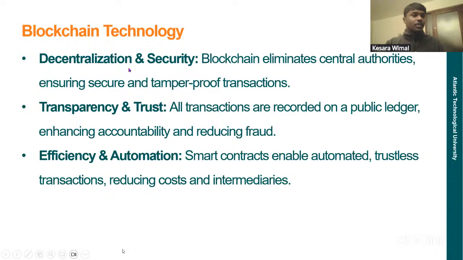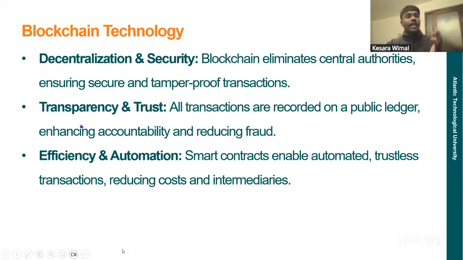So first thing, and very important, it gives decentralization and security. Blockchain eliminates the central authority. When we use blockchain technology, there won't be a central server or central governance that we have to rely on. It's always decentralized. And security is the first thing. We can see it ensures secure and tamper-proof transactions.